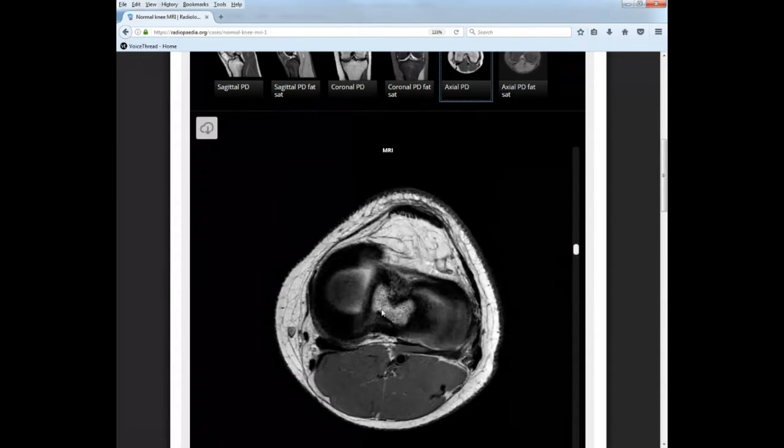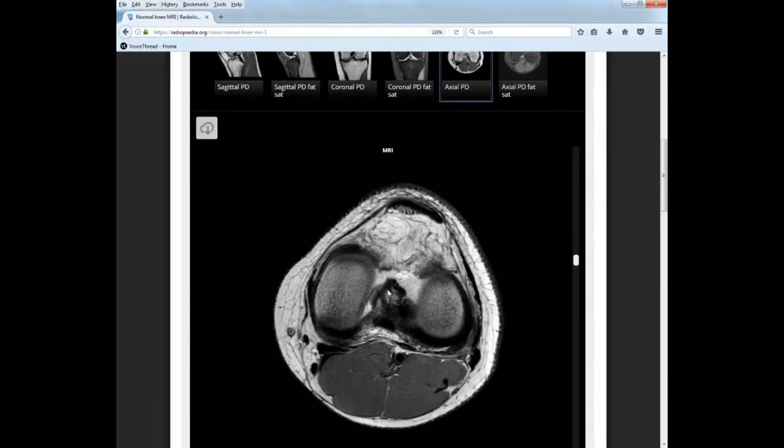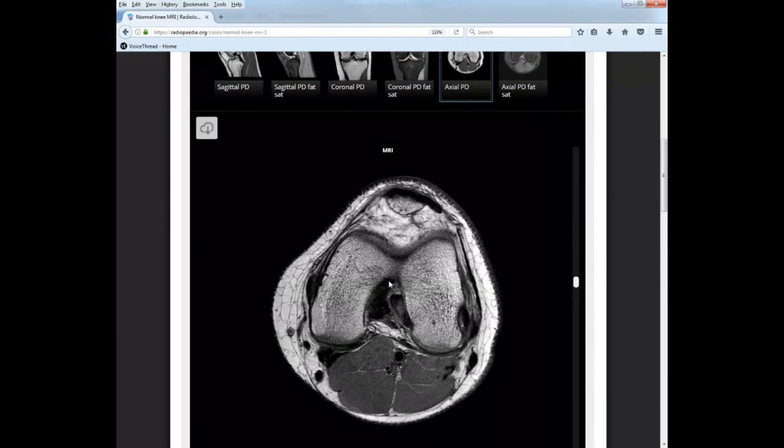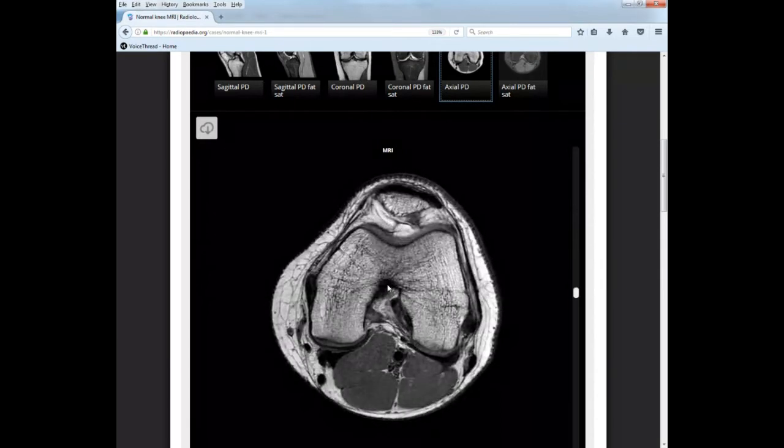PCL right here. PCL coming down. You can't quite see where it connects to the intercondylar eminence. Coming up, PCL right there. PCL attaching to the medial femoral condyle. Here's the medial femoral condyle. It's kind of attaching right in here on the medial side.